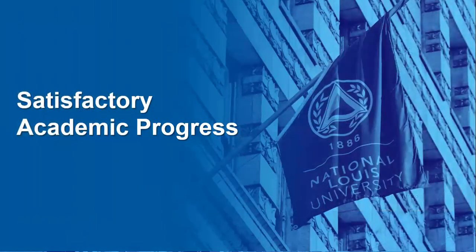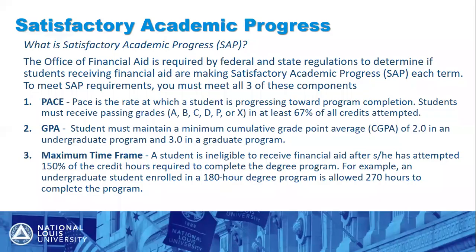All right, let's review satisfactory academic progress. So what is satisfactory academic progress, or SAP as we call it? The Office of Financial Aid is required by federal and state regulations to determine if students receiving financial aid are making satisfactory academic progress each term. To meet the SAP requirements, you must meet all three of the components.